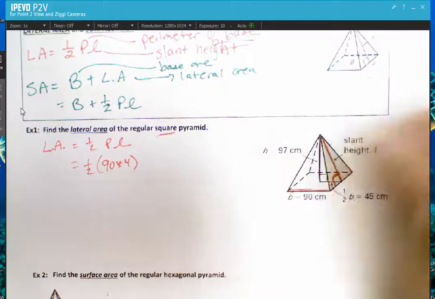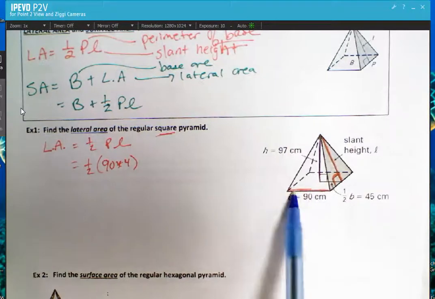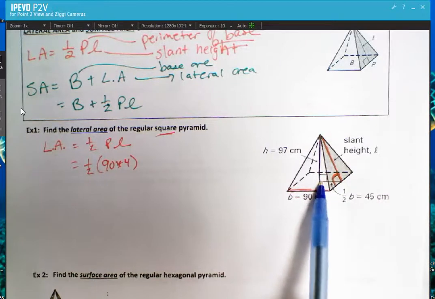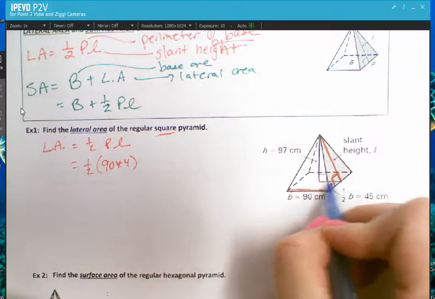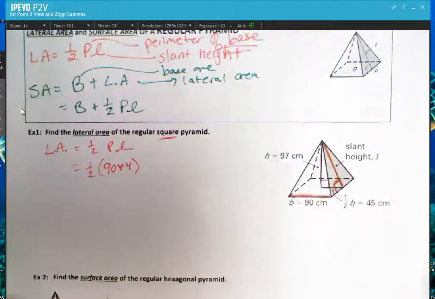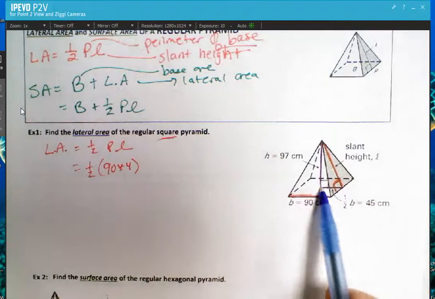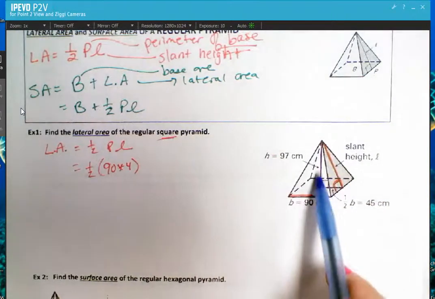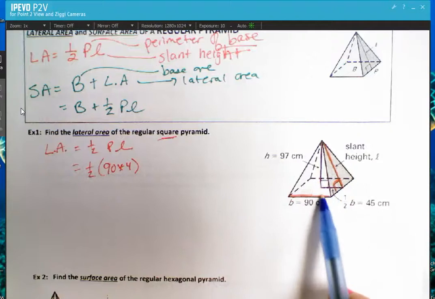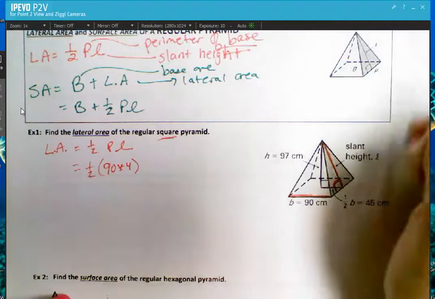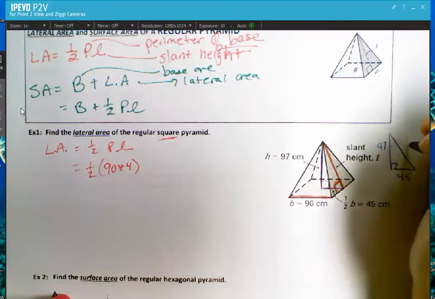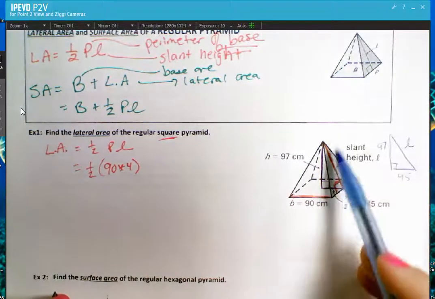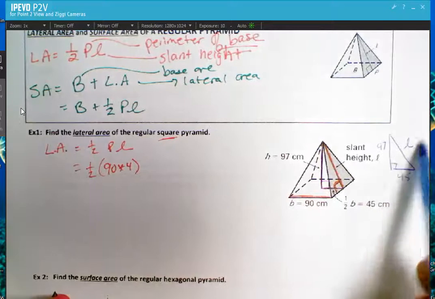So I have a height here. Since I know the side length, I know I go from the center of the base over to the side. That's going to chop my side length in half. Since it's a regular polygon, my height will always drop and cut my side in half. So I end up with this right triangle of 45, 97, and my slant height. So my slant height is the hypotenuse.